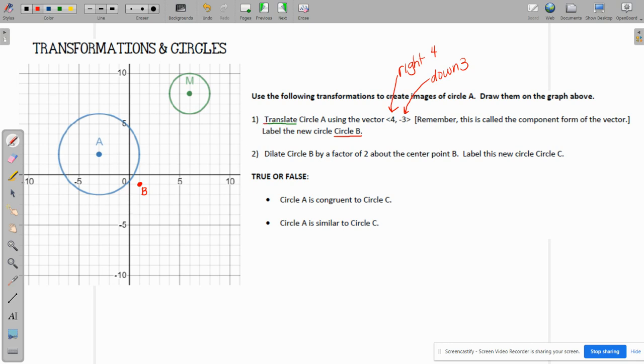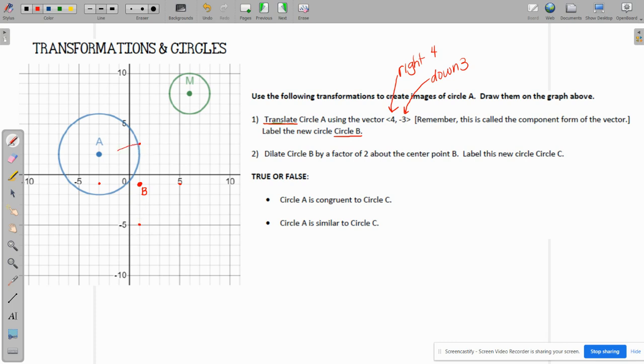And a translation doesn't change the size of the shape. It's just shifting it left, right, up, or down. So that means I'm going to keep that same radius of 4 units. So from the center point to the right 4 units, this point would be on the circle. Up 4 units, this point would be on the circle. To the left 4 units, and then down 4 units. All of those points would be on the circle.